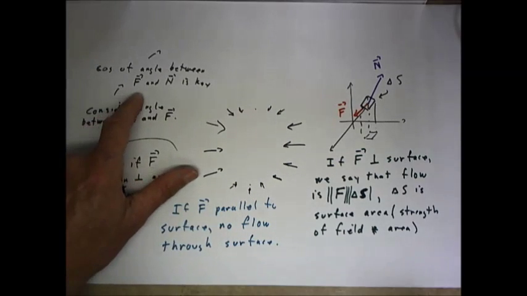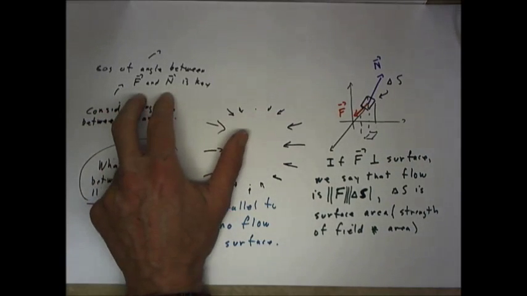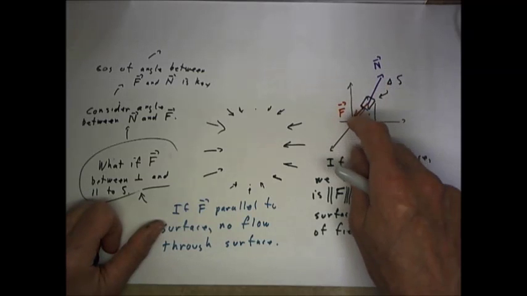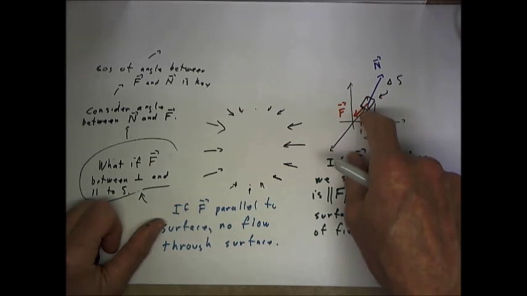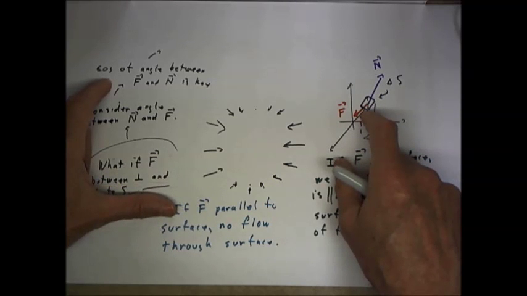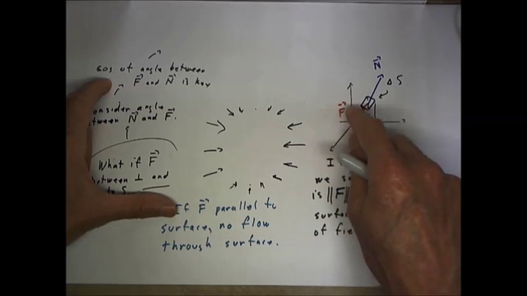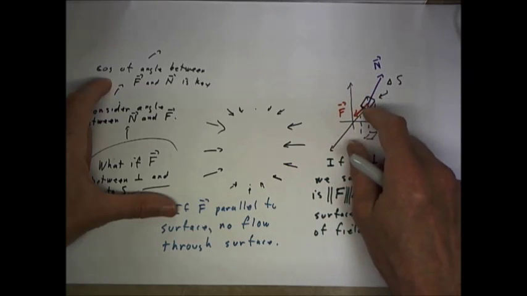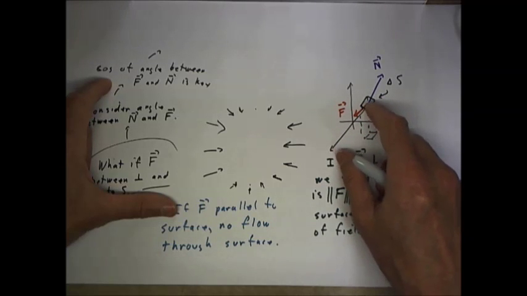I'm not going to write out all the details of this. It should be obvious to you if you think about it for a second. When F is parallel to N or in the opposite direction, the magnitude of the cosine is 1, so the magnitude of the flow will be the whole flow times the area. If F is perpendicular to N, then the cosine of that angle is 0, and we get 0 flow.